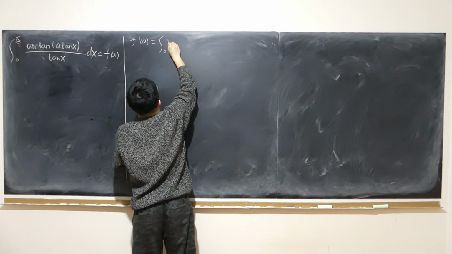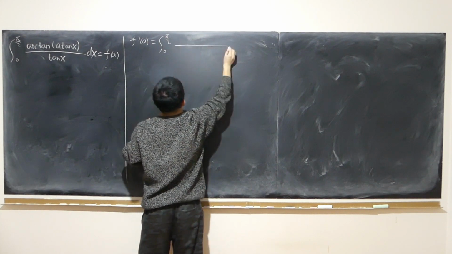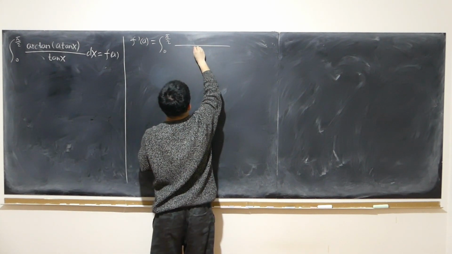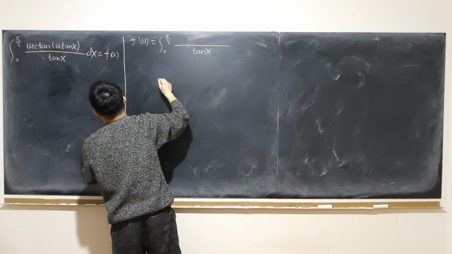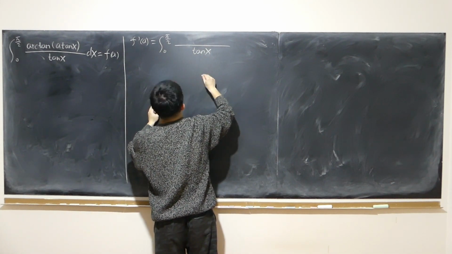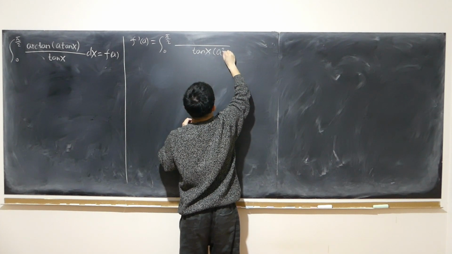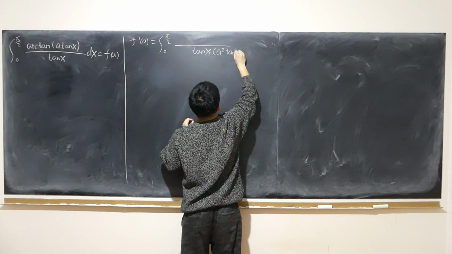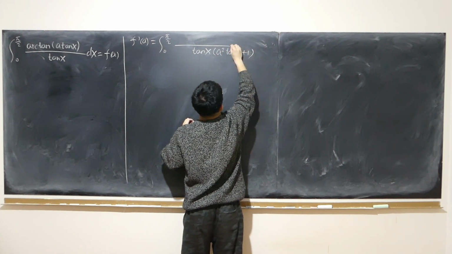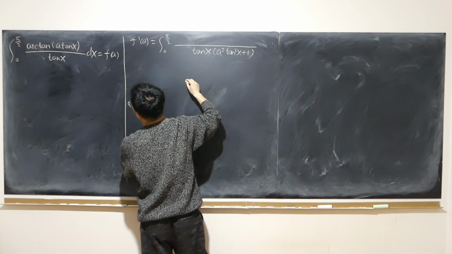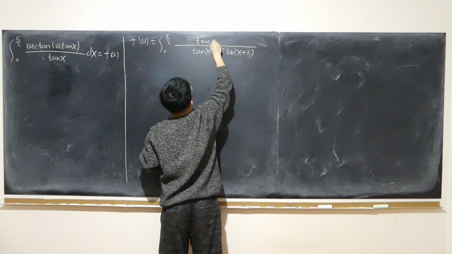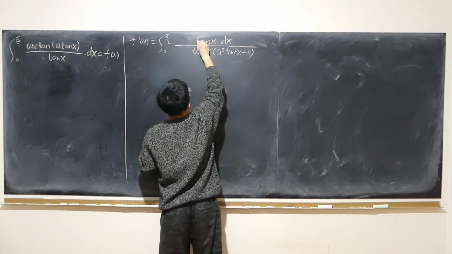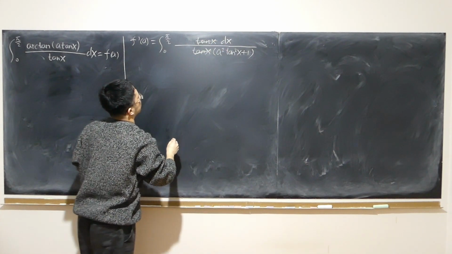So the integral from 0 to half pi. Again, tangent x is just a constant. Then it's arctangent, its derivative, right? So I'm going to multiply by 1 over a squared tangent squared x plus 1. Then it's the chain rule. Now, tangent x is just a constant times tangent x. Then dx. Tangent x cancels out.